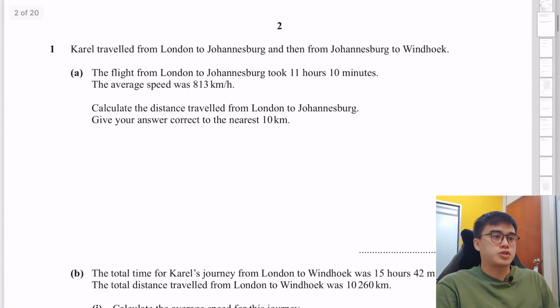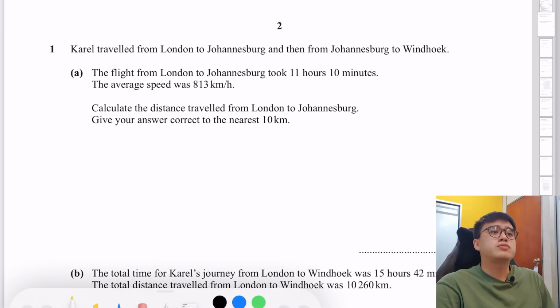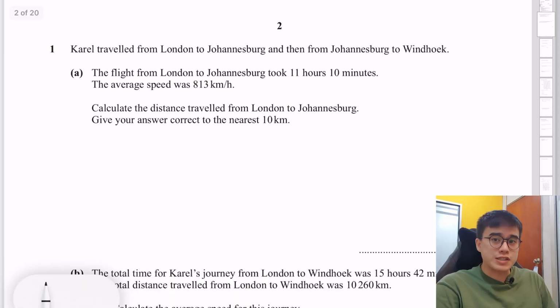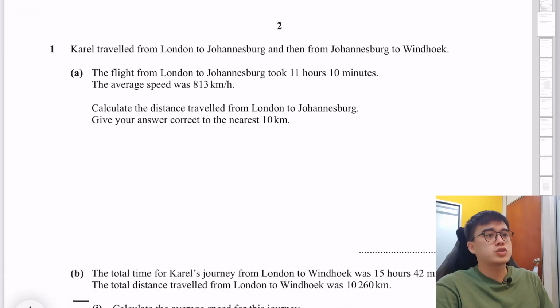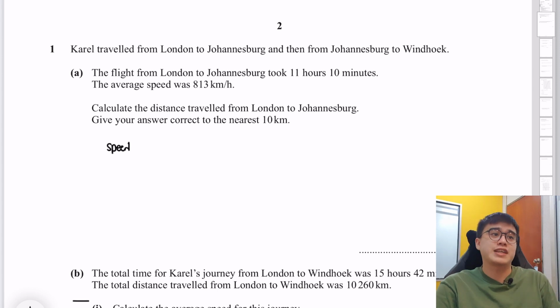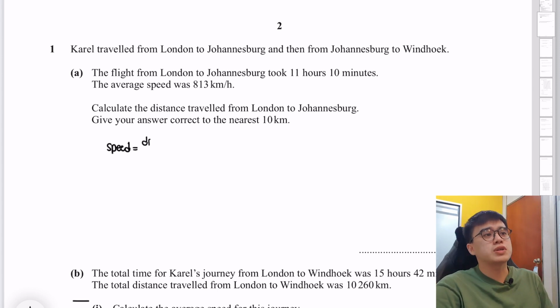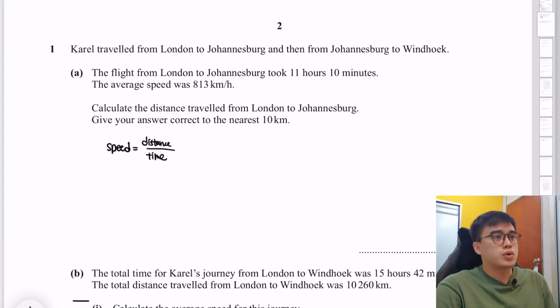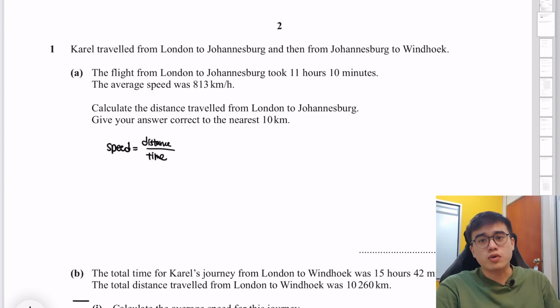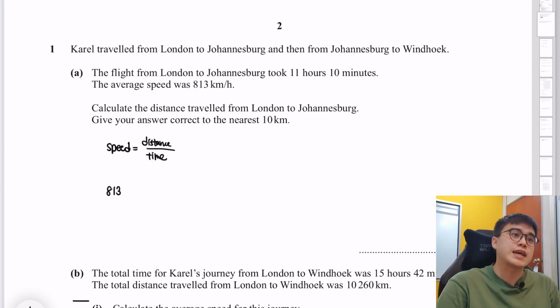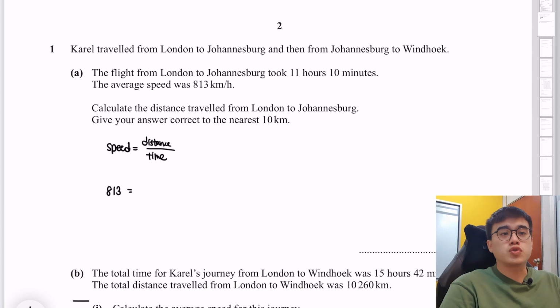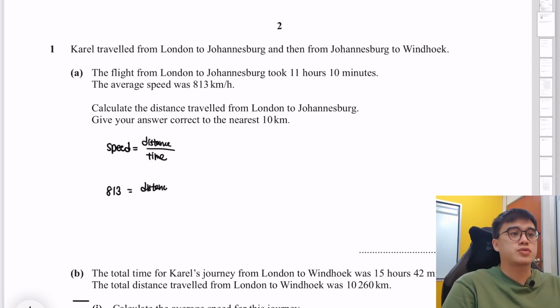So for the question that we're doing today, they are looking for distance traveled for question 1A. You're required to write down that your speed is actually distance over time. So you got 813 as the speed, and the time given to us is actually 11 hours and 10 minutes. Aside from all this information, one crucial thing that you need to know is that you have to correct your answer to the nearest 10 kilometers.